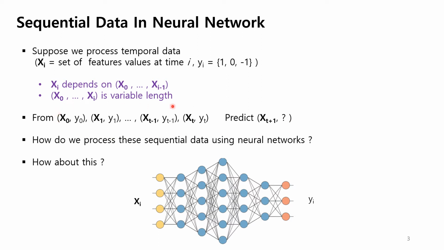So how do you process this sequential data in neural net? The first approach we can think of is, so this is neural net. For each sequential data xi, you provide xi as an input, and its corresponding label value is given as output here. So you train the neural net using xi, yi. That's one approach, but actually this one has some problems.